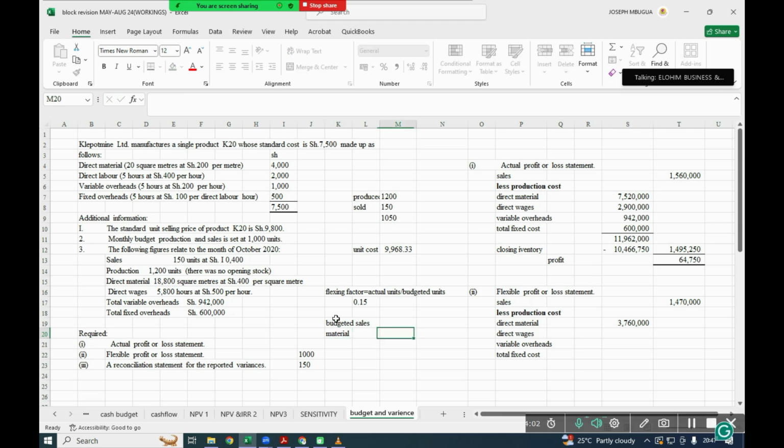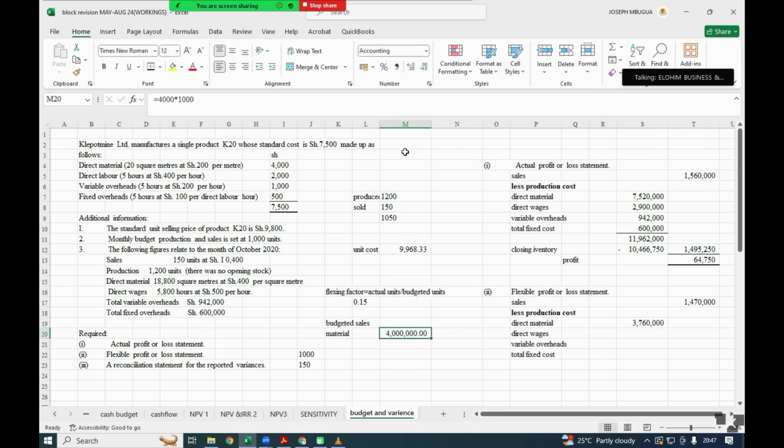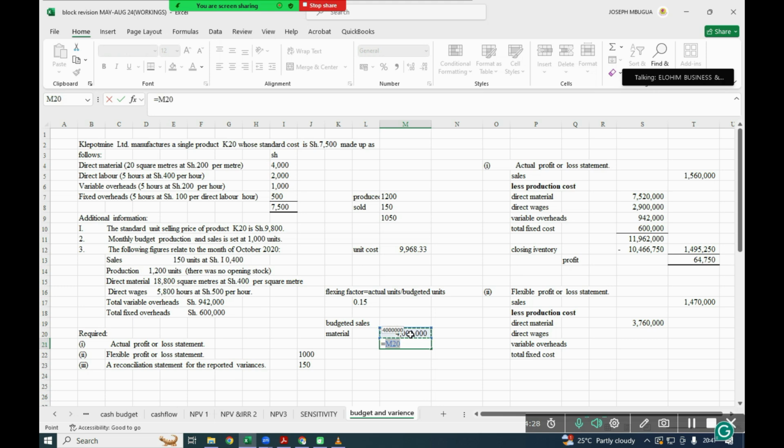Yeah, material, you are having 4,000 per unit. So 4,000 by 1,000, because 4,000 is per unit, and we had budgeted to produce 1,000. So we are supposed to have that value, the 4 million. So if we were to flex these, because it is flexible, we multiply by 0.15.